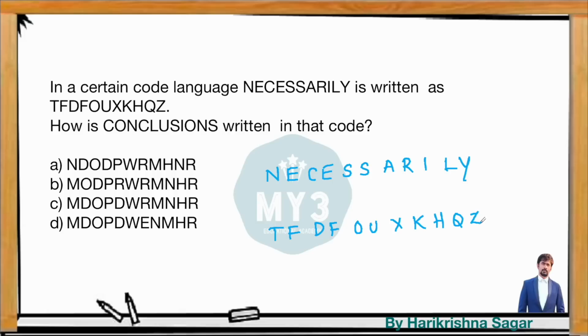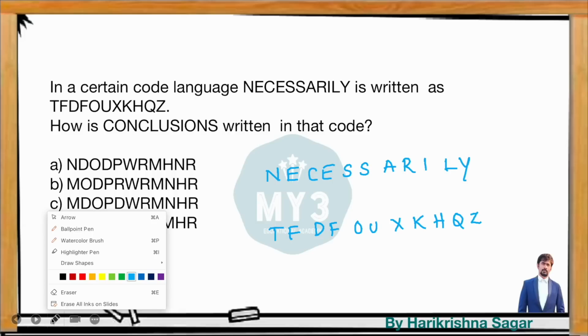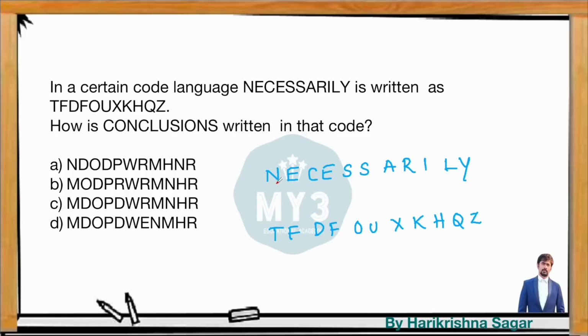TFDFOUXKHQZ. So first, if you connect with the respective letters, like N is T, 14, 20, and 1 increase, 1 increase, 1 increase. But again, the pattern is not matching, 4 decrease, again this. And I am trying to check 1, 2, 3, 4, 5, 6, 7, 8, 9, 10, 11. This is also having 11 letters.